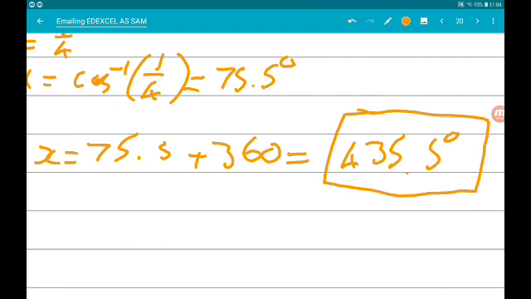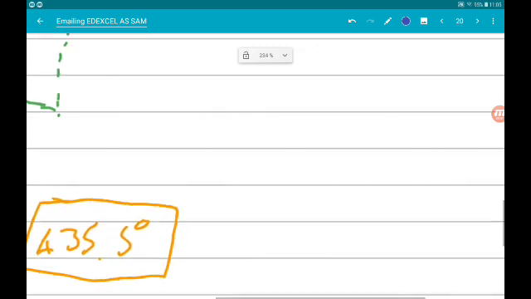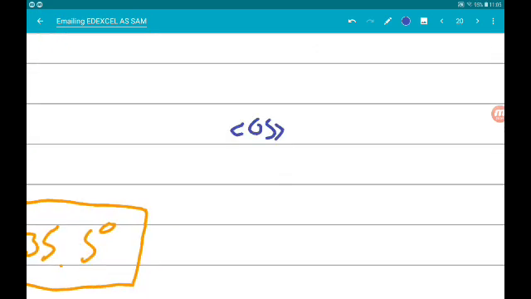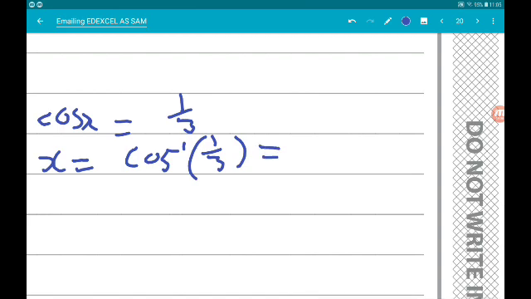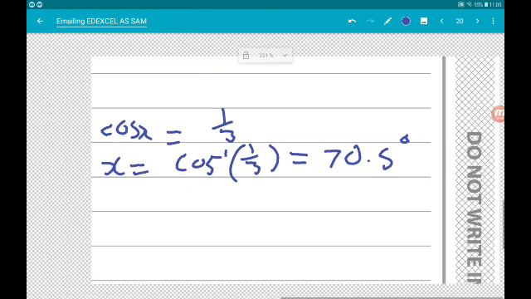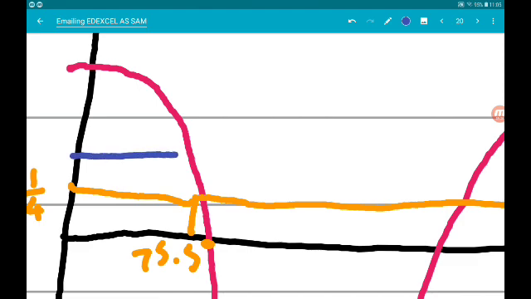Okay, if we then do the same with a third, so if cos of x is equal to a third, x is the inverse cos of a third, which is going to give us 70.5 degrees. Now again, that's giving us the solution back here.